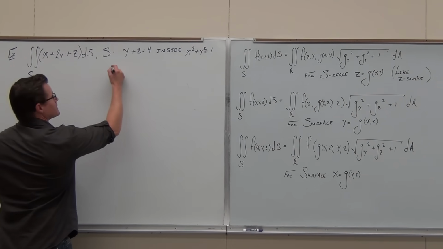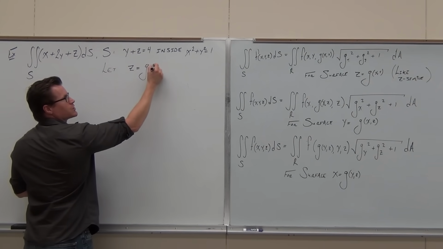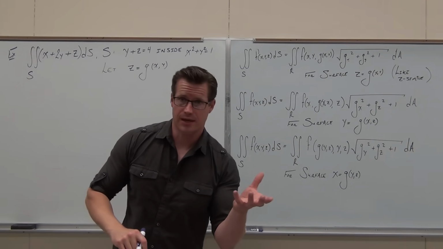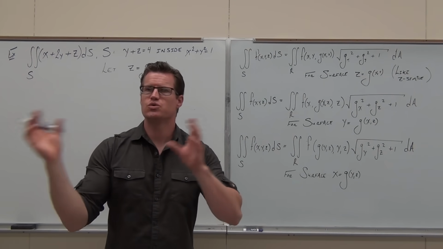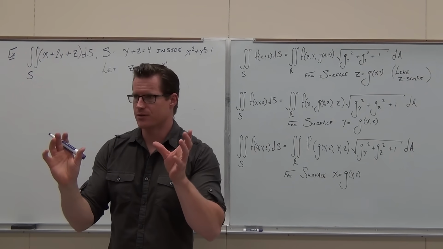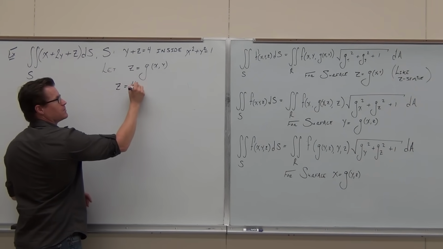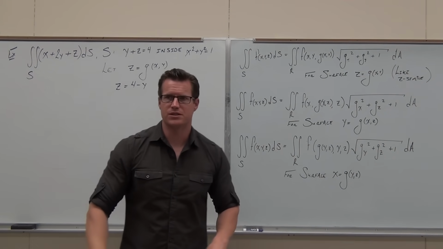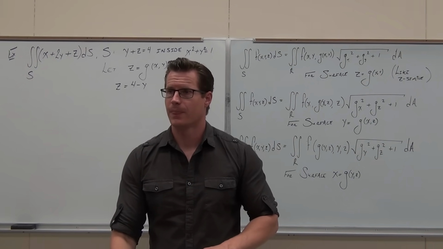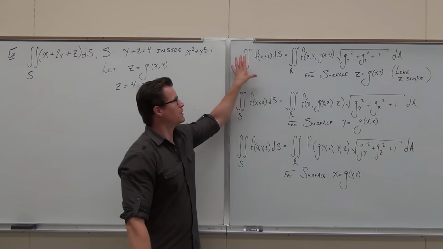So we'd say, let z equal a function in terms of x and y. It doesn't have to have both x's and y's, but you can't have two different functions. That's why we didn't pick y. We can't have two different functions out of this thing. You have to have one function. So in this case, we'd say, hey, z equals 4 minus y. Pretty easy. Wonder if that makes sense to you. Yeah or no? Okay.